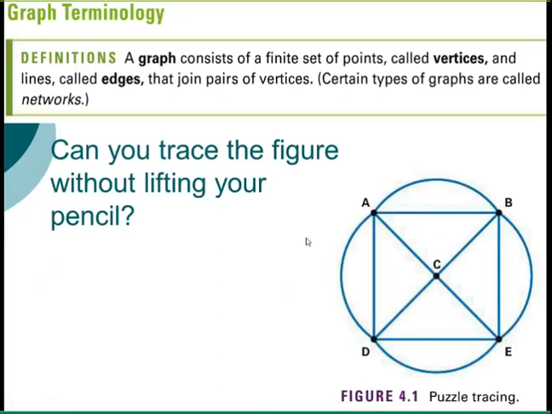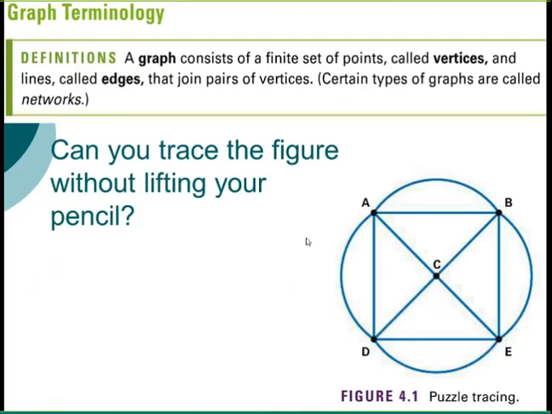A graph consists of a finite set of points. Finite means there's only so many, like 5 or 10, not infinite. They're called vertices, and then lines called edges join a pair of vertices. So certain types of graphs, of course, are called networks.